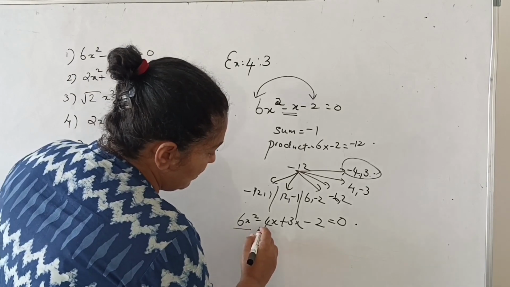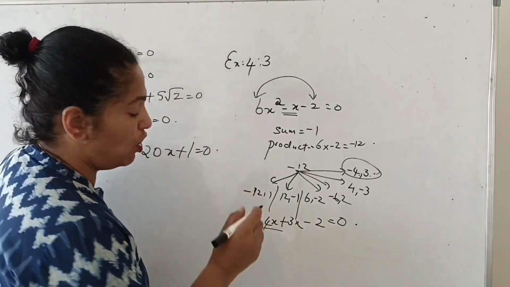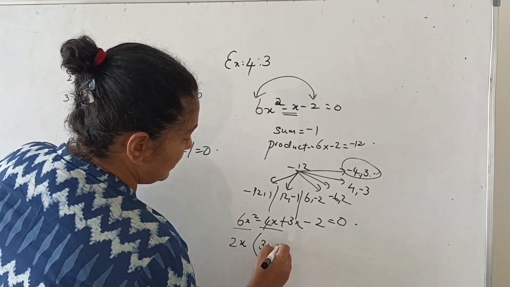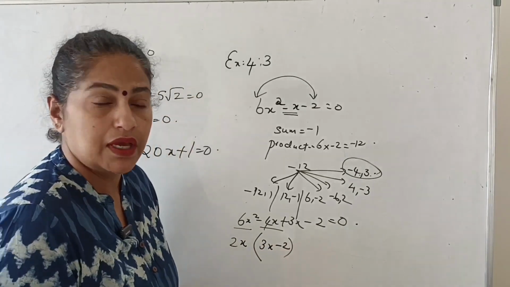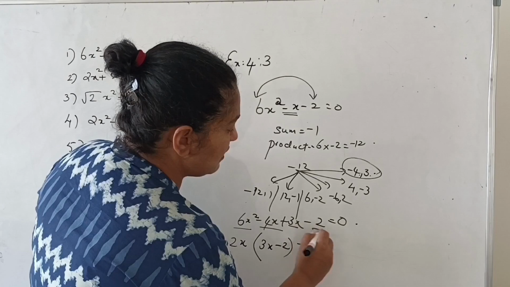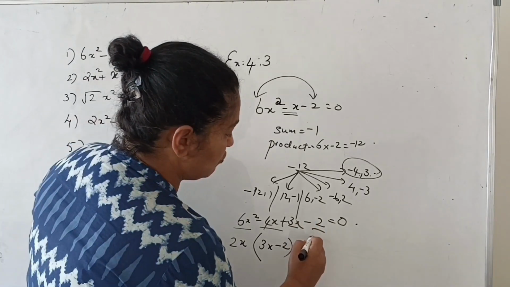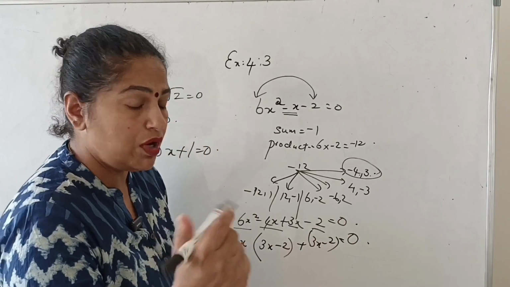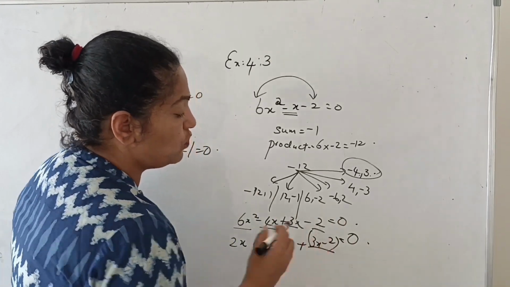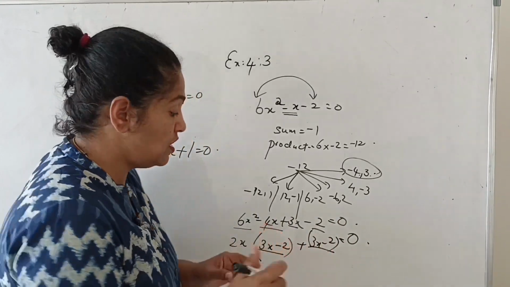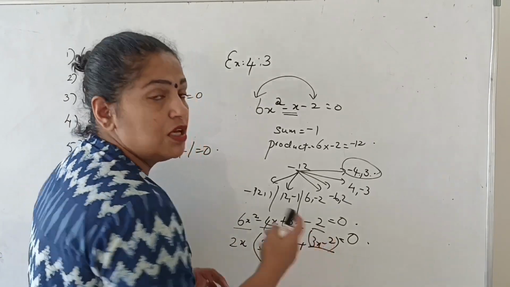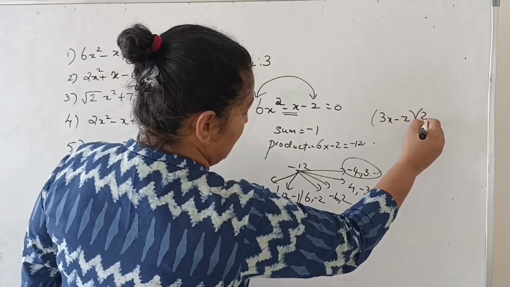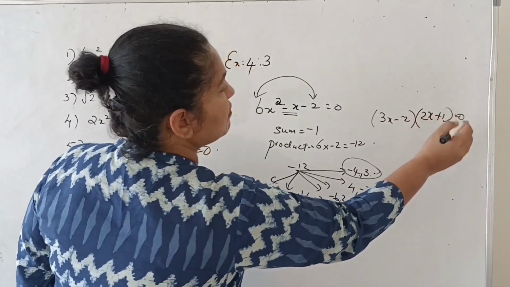So, 6x square and 4x, I know that there is a common factor of 2x. Now, here I have got 3x and here I have got 2. Correct. Now, between 3x and 2, I do not have any common factor. So, I am going to leave it there and write 3x minus 2 is equal to 0. Now, what do you see? 3x minus 2 is suddenly common in 2 terms, which is this term and this term. So, let's take it outside. You get 3x minus 2 and the remaining is 2x plus 1 is equal to 0.